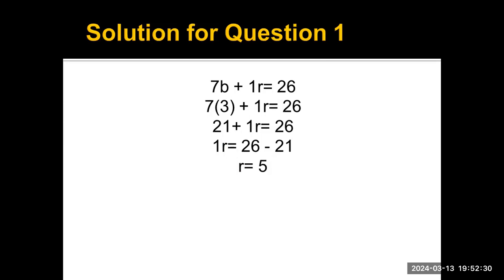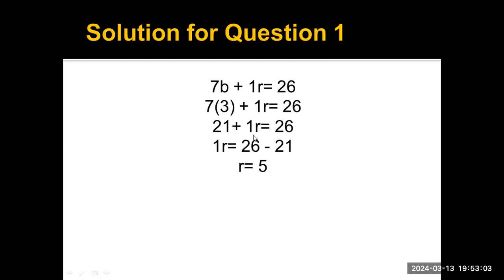From a ratio, we proceed to the law of addition because we know that the total weight of the marbles is 26 grams. So we have here 7b plus 1r equals 26. And according to the problem, a black ball weighs 3 grams. So we replace b by 3, right? And evaluating this equation, we have 21 plus 1r equals 26.